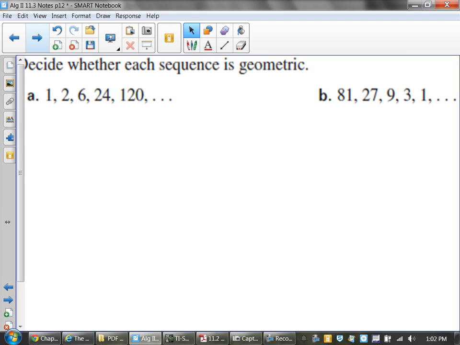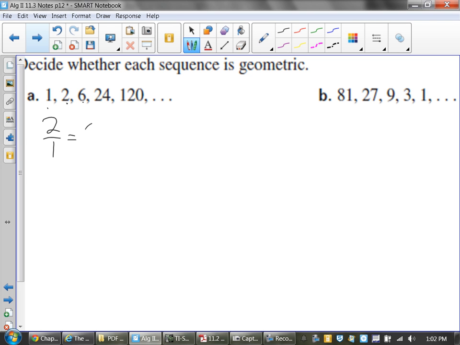Ratios, remember, is a comparison of two numbers by what? Very good. A ratio is a comparison of two numbers by division. So what you do here, and this works every time, is you take the second term divided by the first. You take the third term divided by the second. Fourth divided by third, and so on. And you're checking to see if those ratios are all the same.